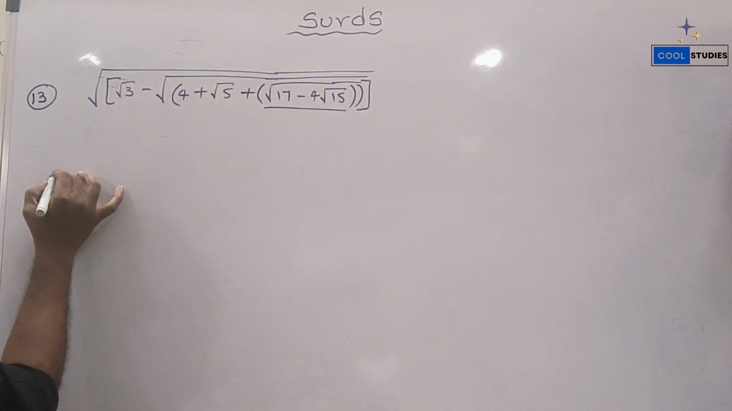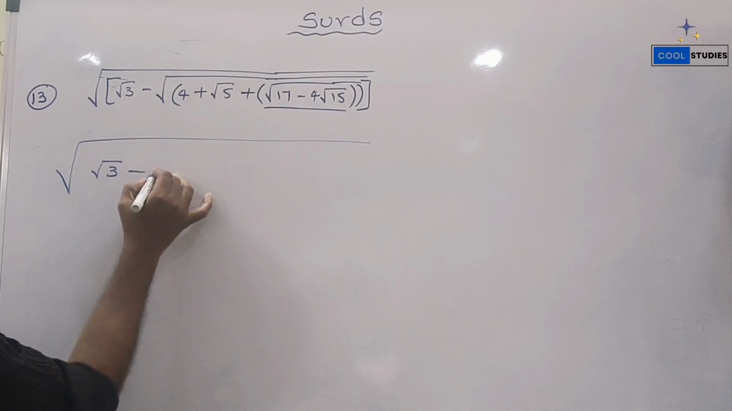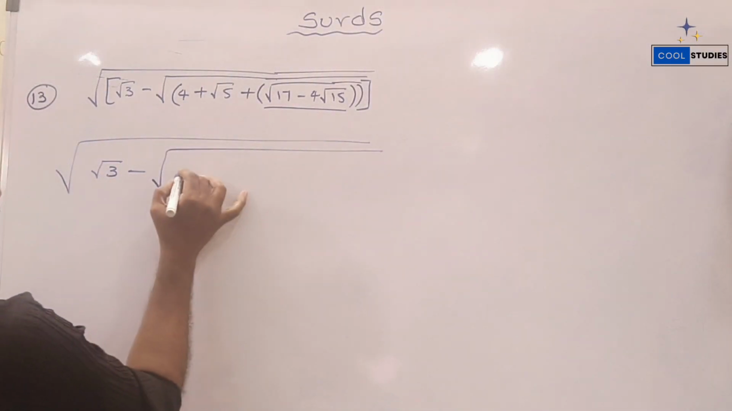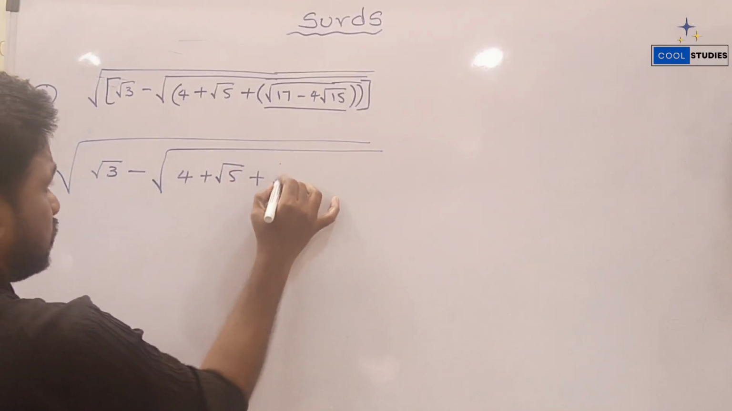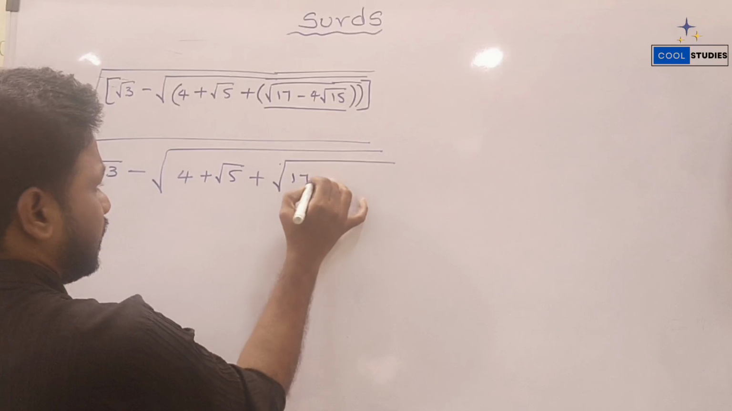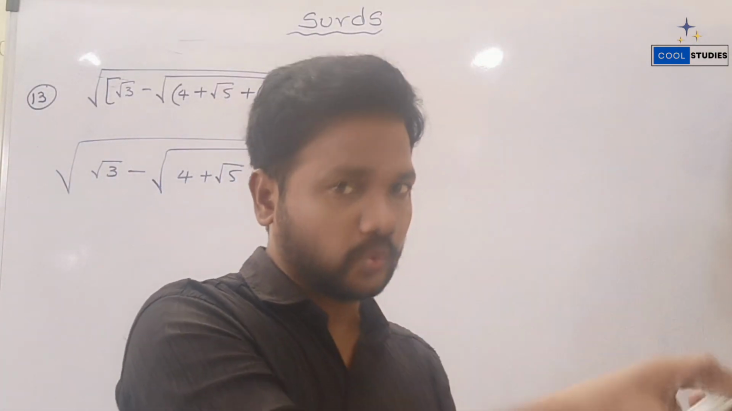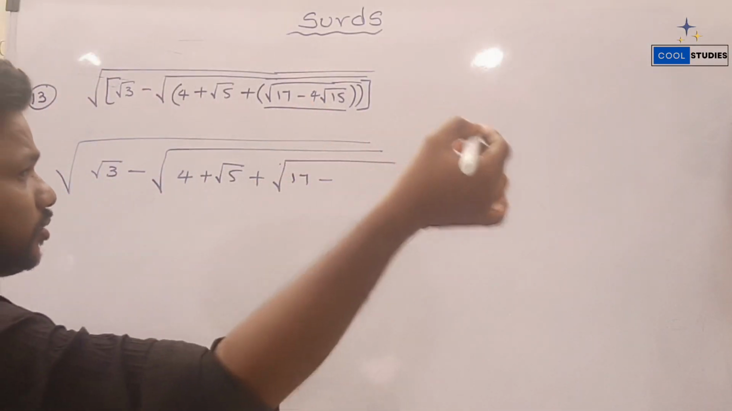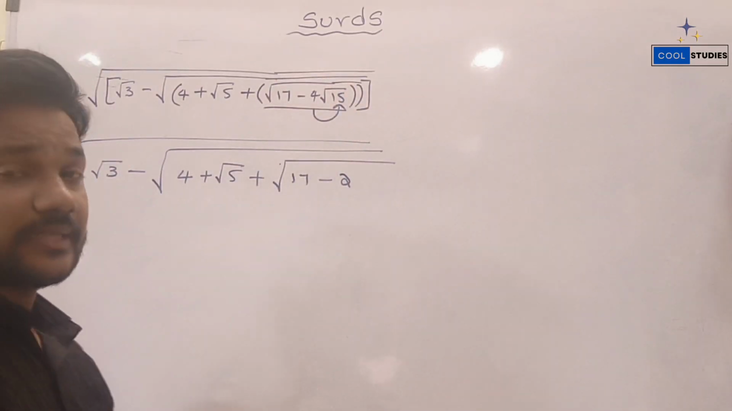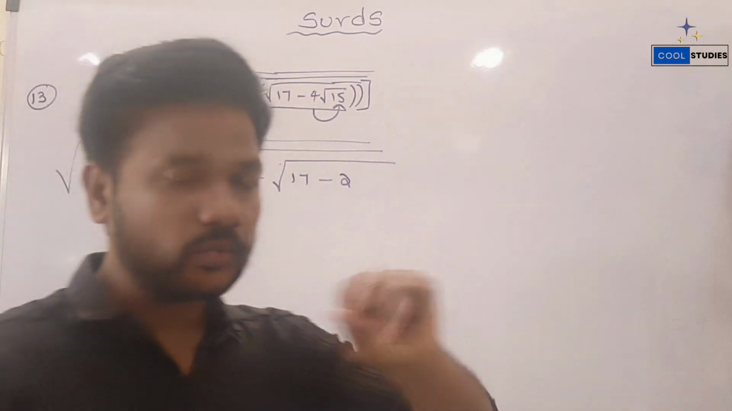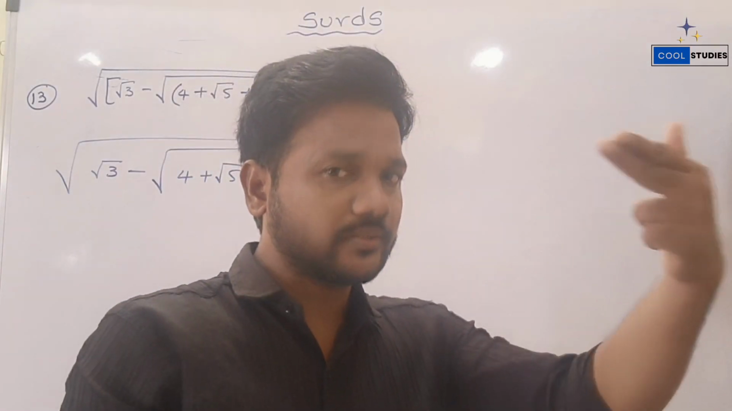So let us write root over root 3 minus again root over 4 plus root 5 plus root over 17 minus this 4, and 4 I am writing as 2 into 2, and sending 1 2 inside the root. So what is the order of this root here? Order is 2. We are sending inside the root, order 2, means we have to write 2 square.